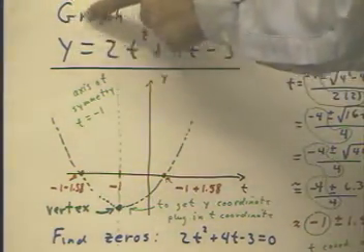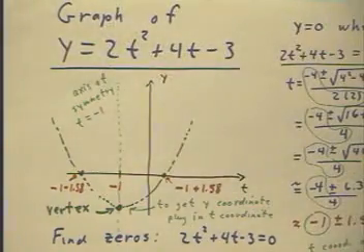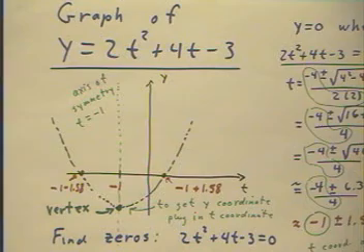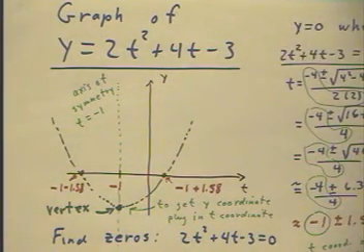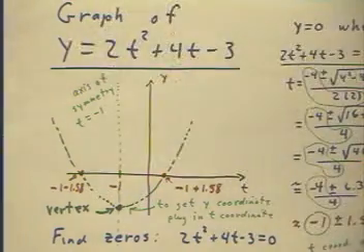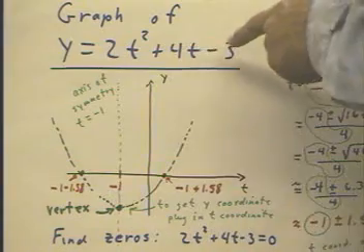We look at the task of graphing the function y equals 2t squared plus 4t minus 3. When we do the graph, we know that we're going to get a parabola. This is something we simply know about quadratic functions. We can prove this, and we do get a parabola.